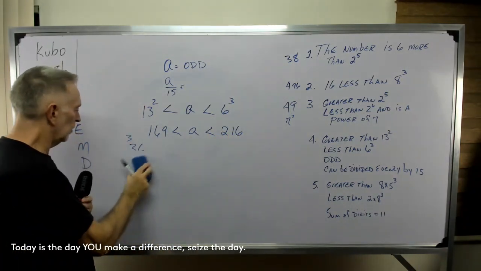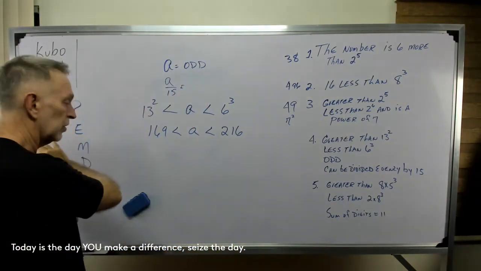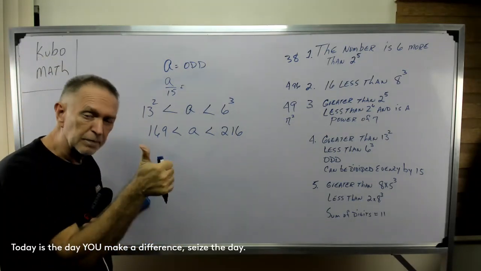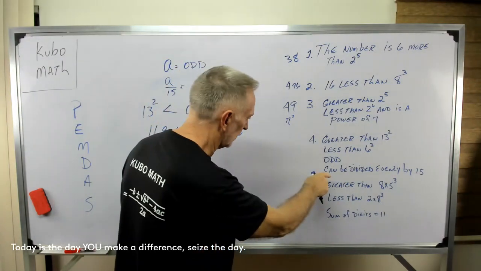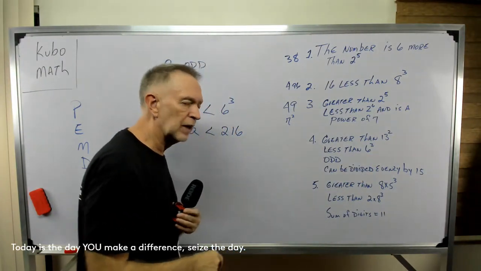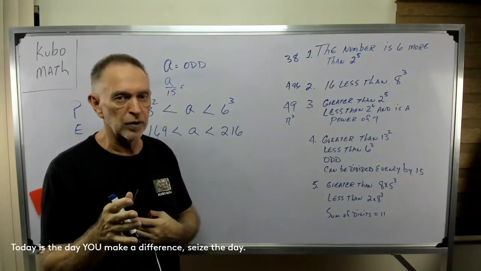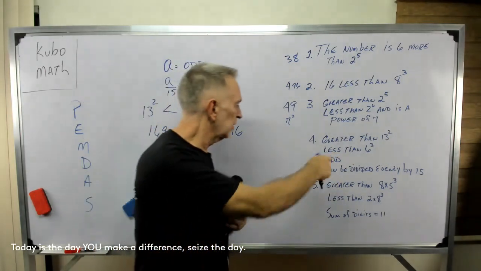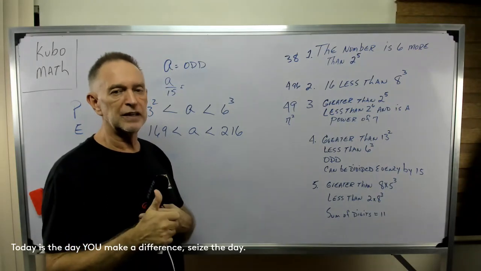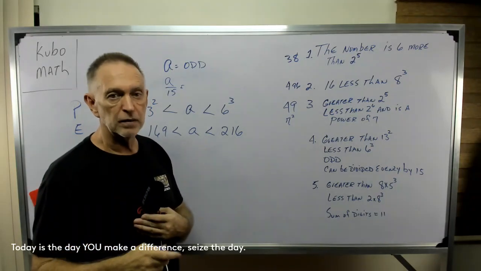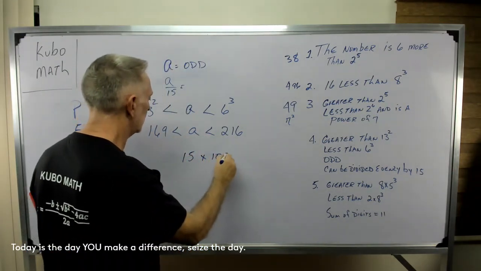Well, what to do now? All right, well, we just earlier talked about estimation. Okay? Estimating. Well, this number can be divided evenly by 15. So that means 15 times some number gives me the number I'm looking for. Well, what's an estimation of 15 times 10? That's 150. Okay? So 15 times 10 equals 150.